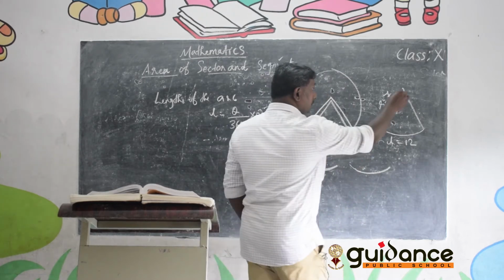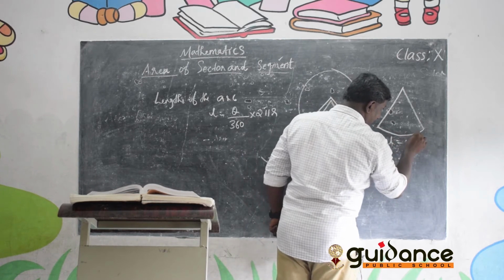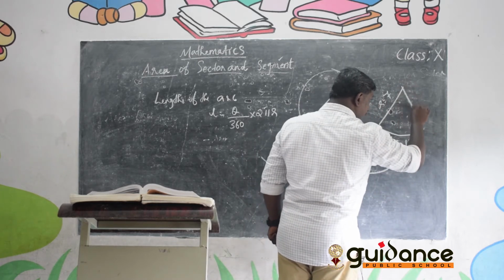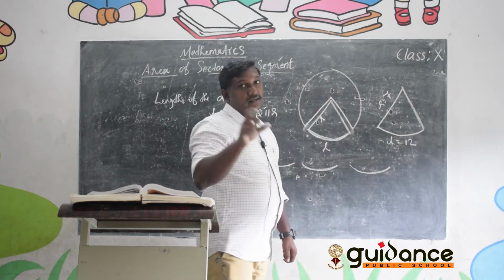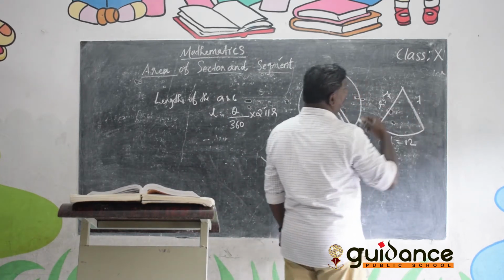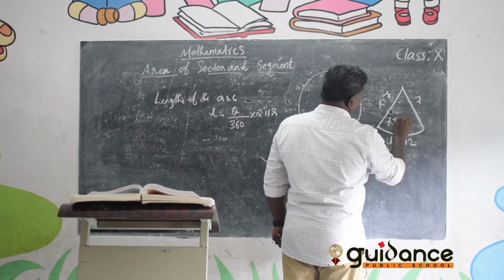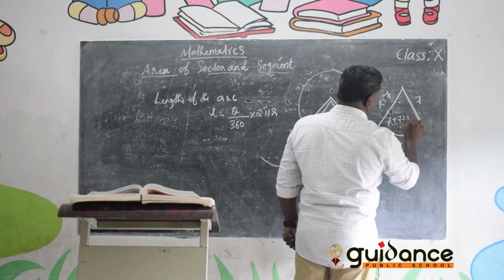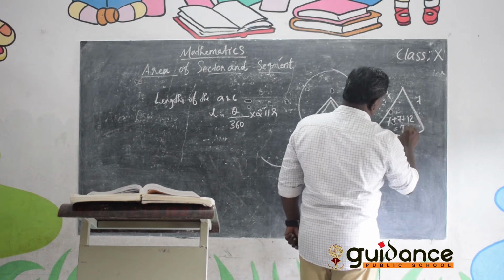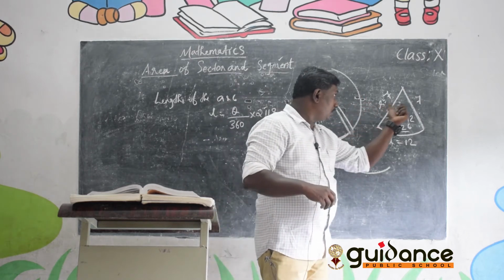Perimeter means we have to start from here and find the length of this arc. Again we have to consider this portion also, so we have to add 2 radii. Here is also 7 to be added. Then the perimeter of this sector is equal to 7 plus 7 plus 12, which equals 26.